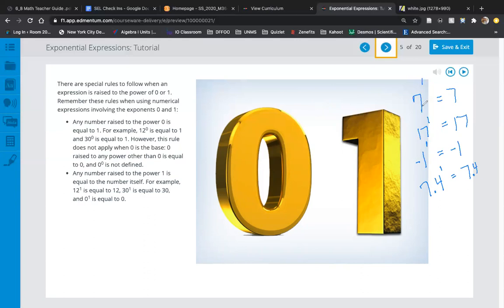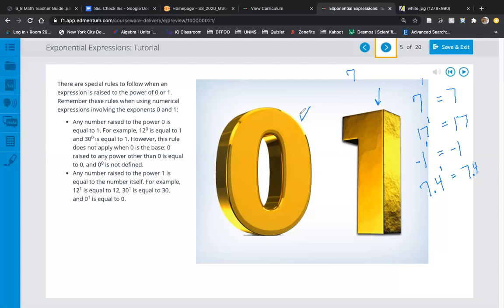And if you think about what we said exponent means, that should make sense. It's like saying I'm taking the number 7 and multiplying it by itself once, so I really only have one 7. I'm not multiplying it by anything else because the exponent isn't bigger than or equal to 2. So that's how it works when we're dealing with the number 1.